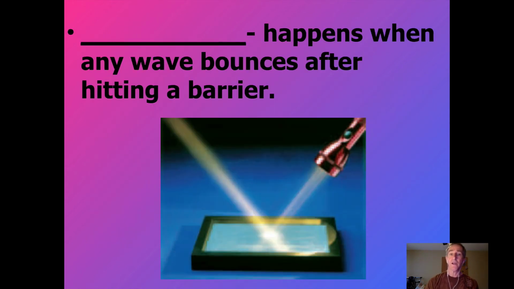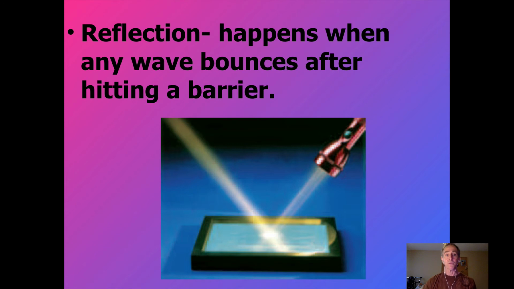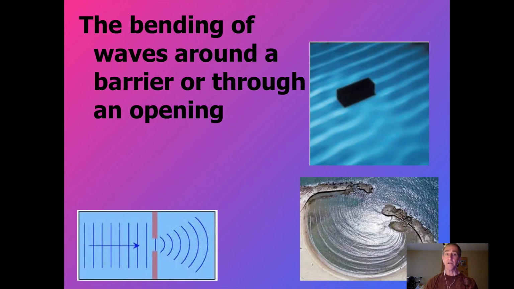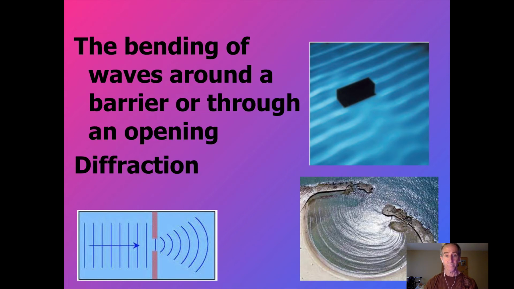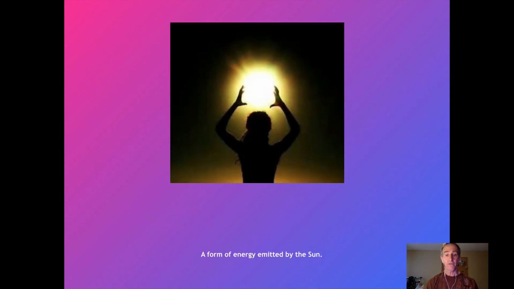Blank happens when any wave bounces after hitting a barrier. Reflection happens when any wave bounces after hitting a barrier. The bending of waves around a barrier or through an opening. This is diffraction. A form of energy emitted by the sun. Electromagnetic radiation.